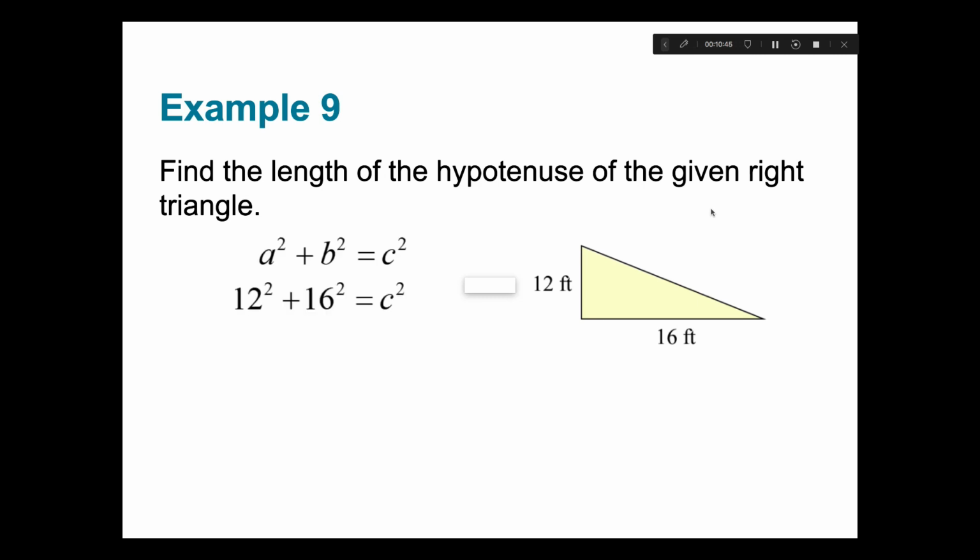So we substitute in the information we know. What is 12 squared? 144. And what is 16 squared? 256. So we have 144, which is 12 squared, plus 256, which is 16 squared. When we add those together, it equals 400. Is 400 the length of my hypotenuse?